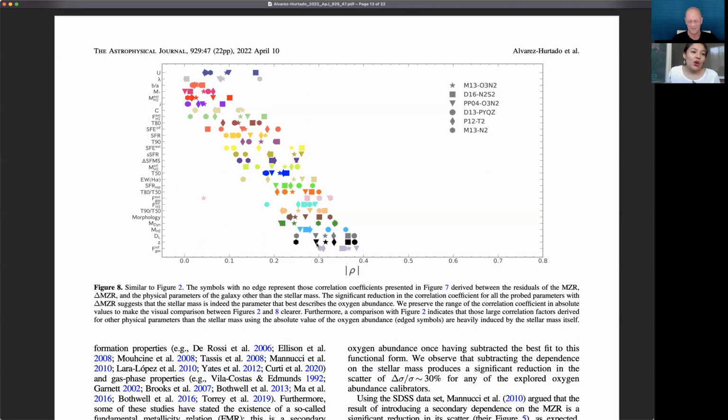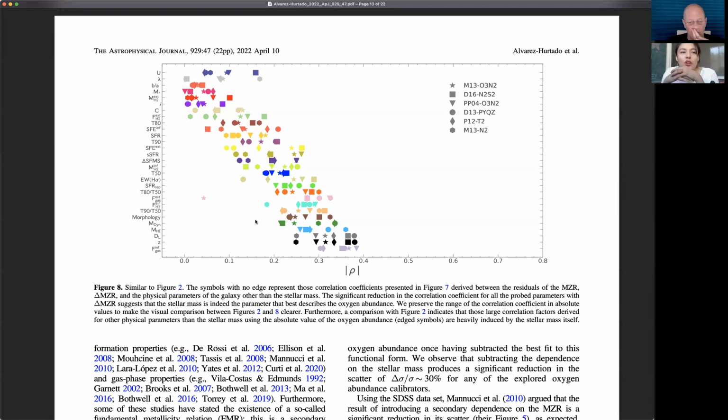So we also know that parameters related to galaxy evolution could also play a role in shaping the abundance, such as the morphology or parameters related to the star formation history, as we mentioned, the D90 ratio with T50, among others.